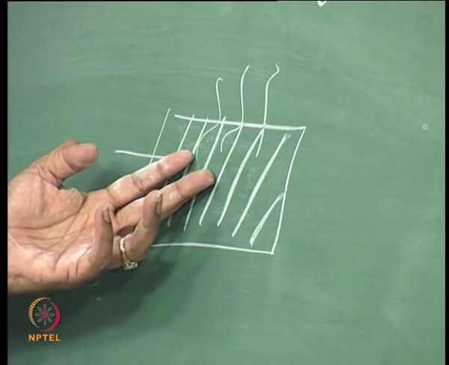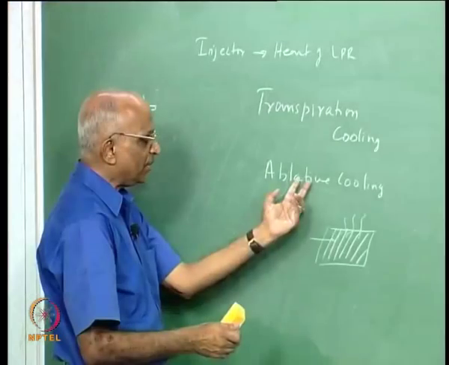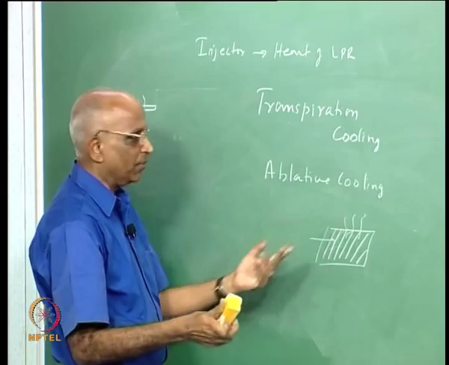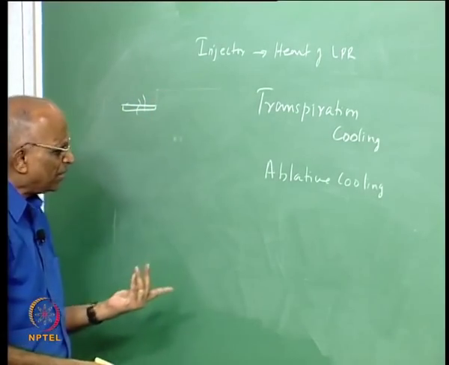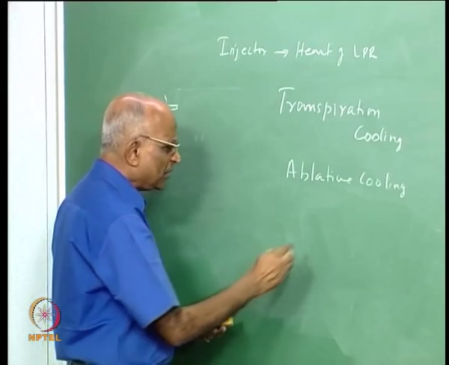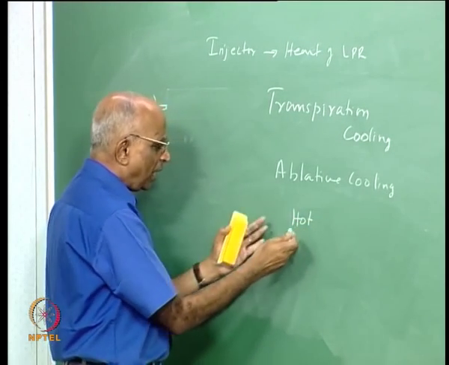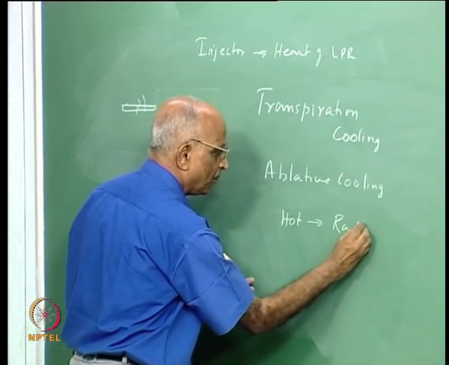A composite material, when exposed to high temperature, evaporates at a particular temperature, the ablation temperature, and it gives rise to evaporative cooling, and that is known as ablative cooling. Well, instead of cooling, I just allow the body to run hot, in which case I allow radiation itself to dissipate the heat.